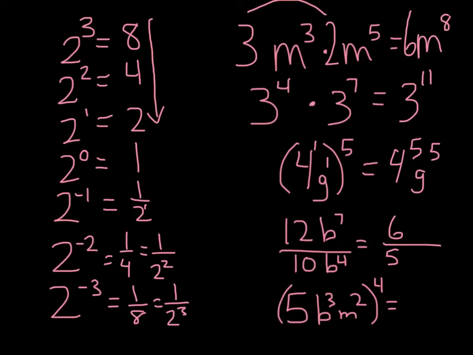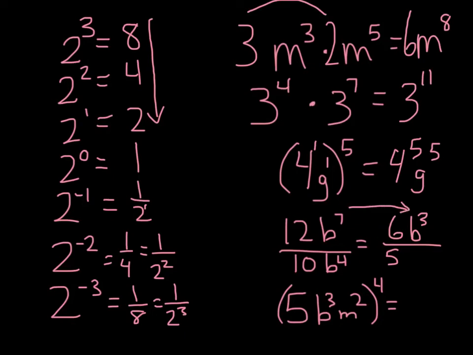If you think about what this b to the 7th and b to the 4th is, I have 7 b's on top and 4 b's on the bottom, so I can simply subtract. 7 minus 4 is 3, so I would have 6 b to the third. Since I had more on the top, I end up with some left over on the top when they cancel each other out.